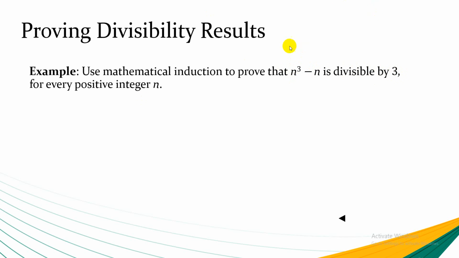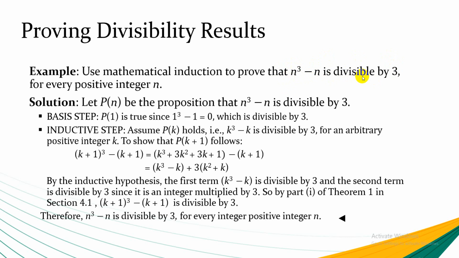Then we assume that this is true for k, and we need to prove that this should be true for k plus 1. So for k plus 1, this is actually (k plus 1) cubed minus (k plus 1). So we need to prove that if this is true, (k plus 1) cubed minus (k plus 1) is also divisible by 3. Okay, let's see how to do that.